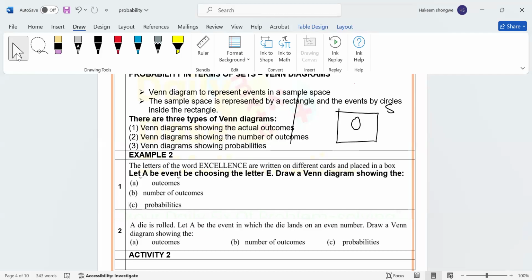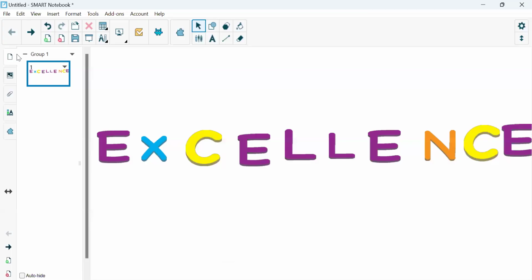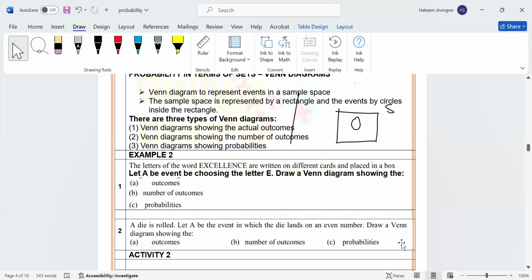Now, let's go into this one. We have the word excellence. Yesterday we said, let's say we're interested in choosing the letter E. Let event A be choosing the letter E. And then they say here, draw a Venn diagram showing, number one, the outcomes. Number two, the number of outcomes. Number three, the probability. So I'm going to do all three of them.